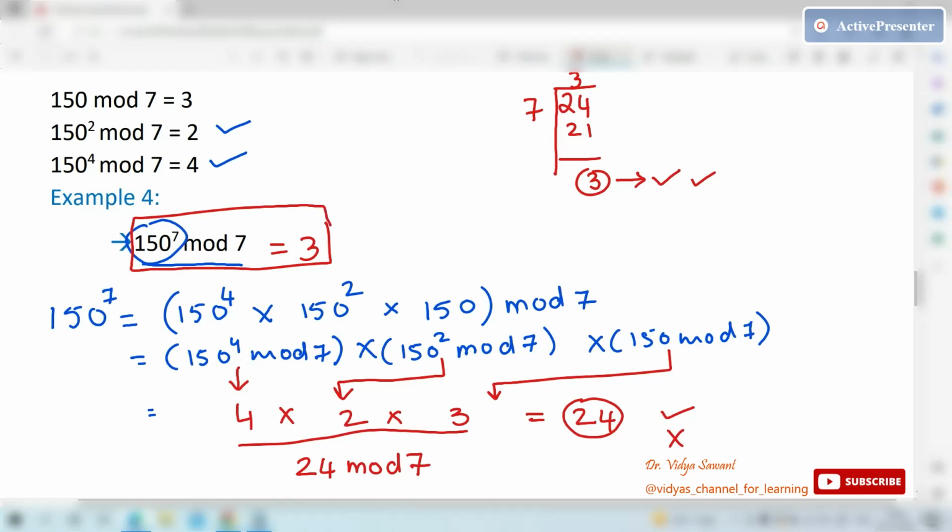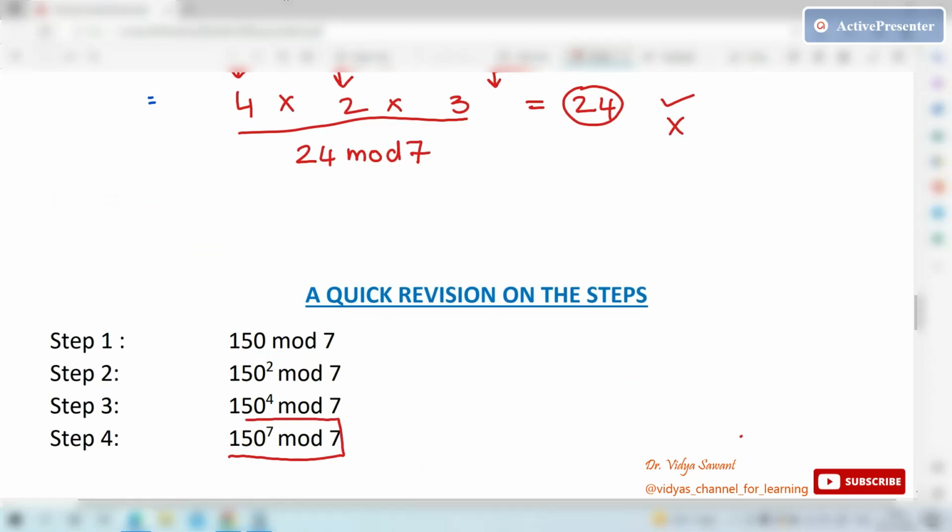A quick revision on what we did. We were asked to find out 150 raised to the power 7 mod 7. We first started with finding what is 150 mod 7. Then we squared it and found 150 raised to 2 mod 7. We again squared it and found 150 raised to 4 mod 7. We can easily solve these squared parts because we have knowledge of the previous computations. And then we can come back to the main question, substitute all that you have computed and find the answer.